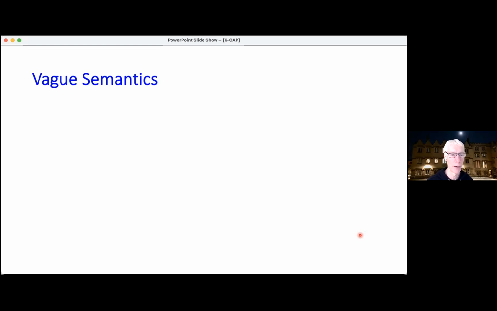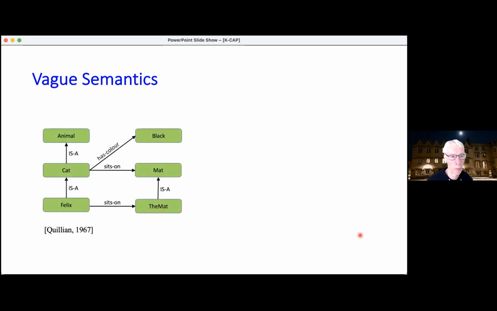the semantics is terribly vague, actually. So this was pointed out way back when in the semantic networks era by Quillian, for example, and he gave this little example of a graph that seems to be talking about Felix the cat who's sitting on a mat, and Felix is a black cat. But then actually, when we start thinking about it, this edge here that represents the fact that Felix is a black cat, that could actually be interpreted in quite a number of different ways.